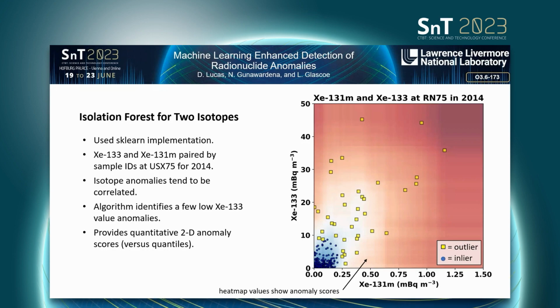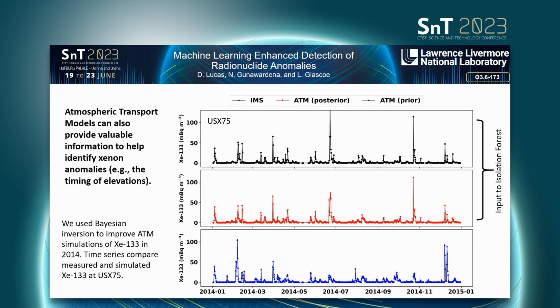You can calibrate the output of these machine learning models to give you information that would be analogous to quantiles. So you don't only need to consider just different isotopes. You can also inject ATM results. If you have an ATM model, as long as you're getting the transport and the emissions right, then we would expect to see a correlation between the ATM, atmospheric transport model, and the variations that are measured at an IMS station.